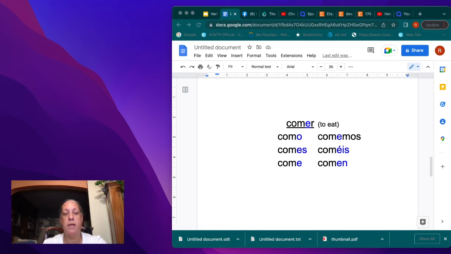For the verb comer, we have como, comes, come, comemos, coméis, comen. The verb means to eat, and for the yo form, yo como means I eat, tú comes, you eat or are eating, él, ella, usted come, he, she, or you formal eats, comemos, we eat, coméis, you all eat, comen, for ellos, ellas, ustedes, they eat or you formal eat.